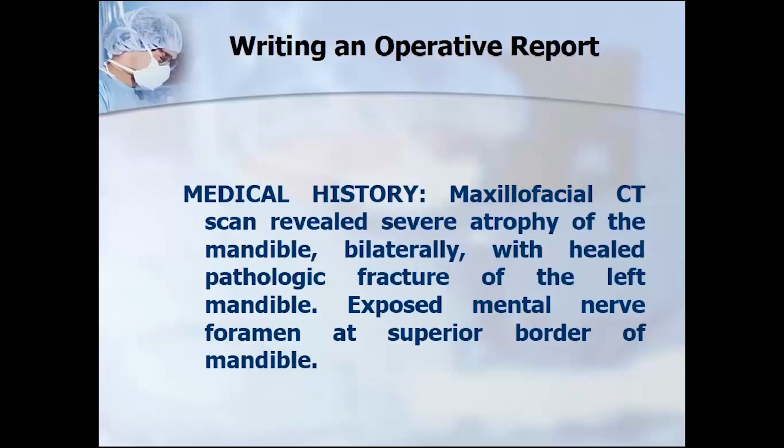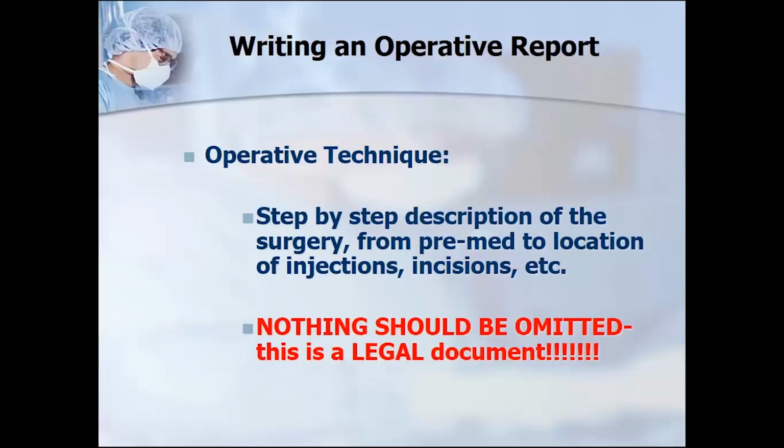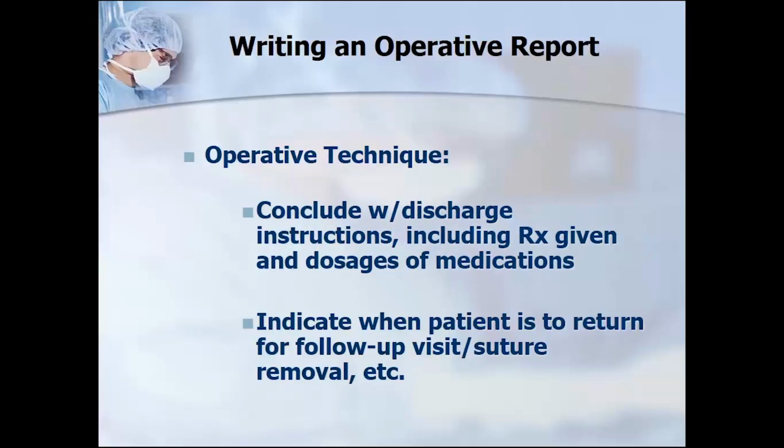Under the heading operative technique, this is where you describe step by step the surgical procedure, from the pre-medication to the location of injections, incisions, etc. Blow by blow, step by step. Nothing should be omitted. Remember, this is a legal document. It can also only be prepared by the doctor. You conclude with discharge instructions, including prescriptions given, dosages of medications, how to take the medication, and then indicate when the patient is to return for follow-up visit, suture removal, post-op care, etc.